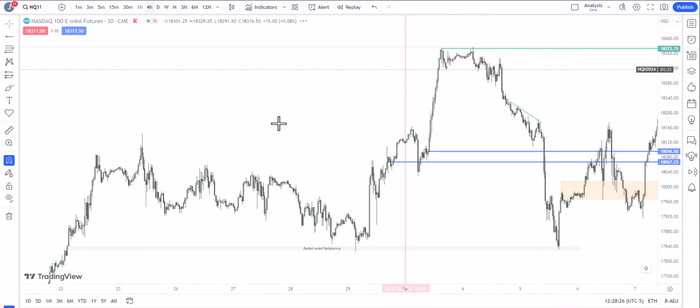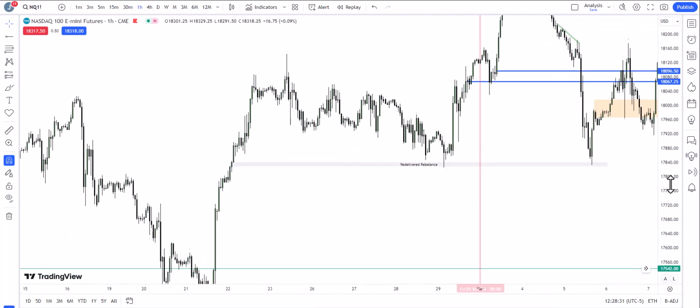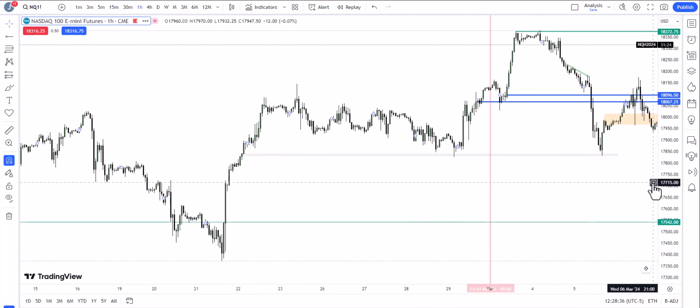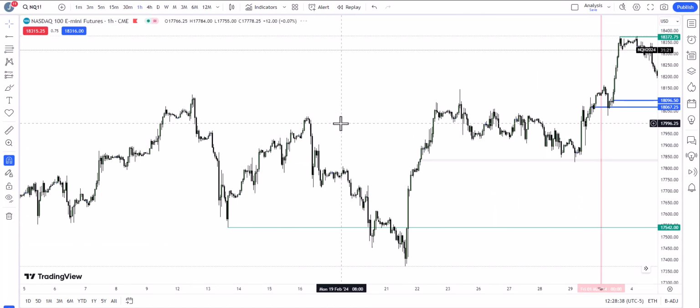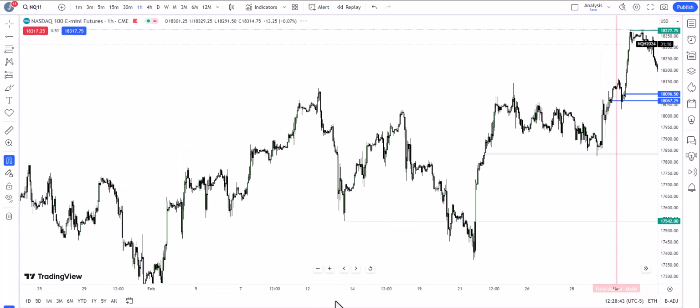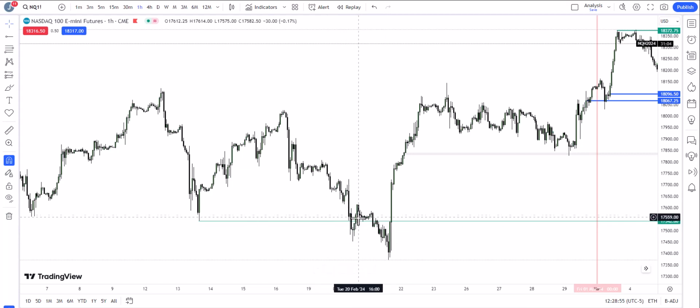So on the 1 hour we have an area that is essentially a price point called redelivered rebalance. What do I mean by that? As you can see, price was trading all the way down here in February. So in February you can see these lows here. Price came up, retraced up into this area here, came sell down here. When price swept that low, this low was again swept, right?